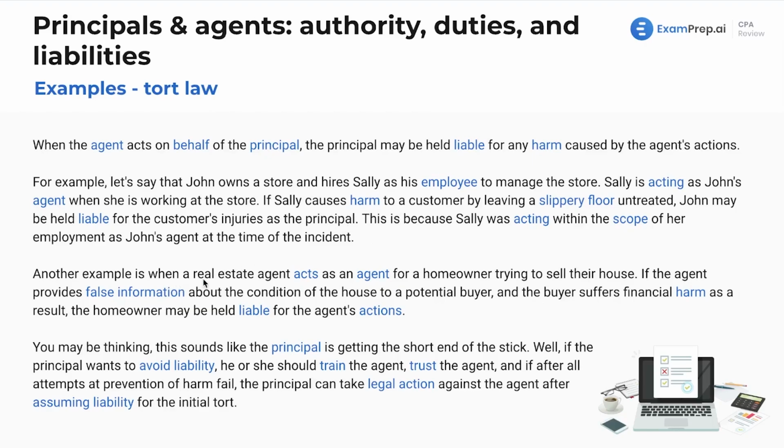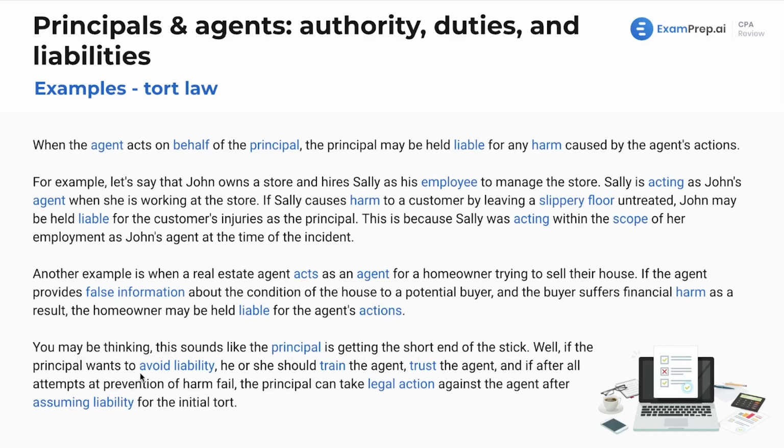Another example is when a real estate agent acts as agent for a homeowner trying to sell their house. If the agent provides false information about the condition of the house to a potential buyer, and the buyer suffers financial harm as a result, the homeowner may be held liable for the agent's actions. And right here, this is kind of what I was saying before. You may be thinking this sounds like the principal's getting the short end of the stick.